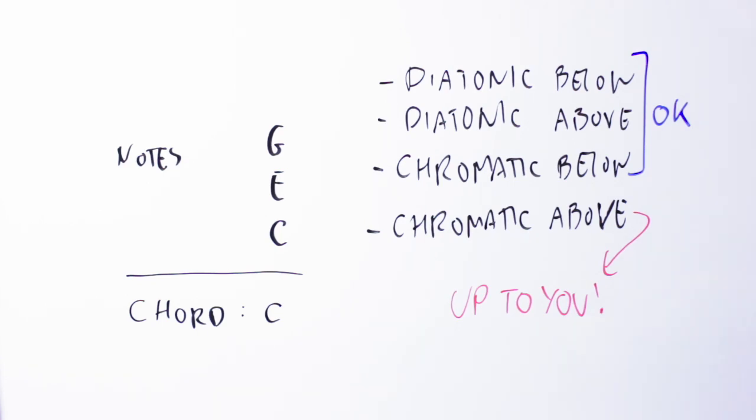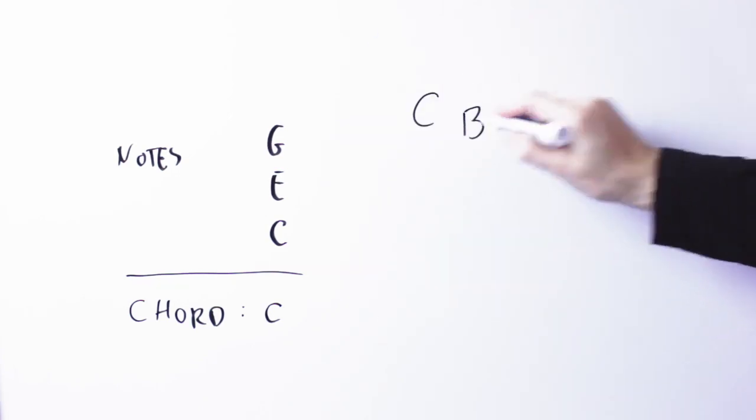Now, all the examples we've seen so far are what we call complete neighbor notes.